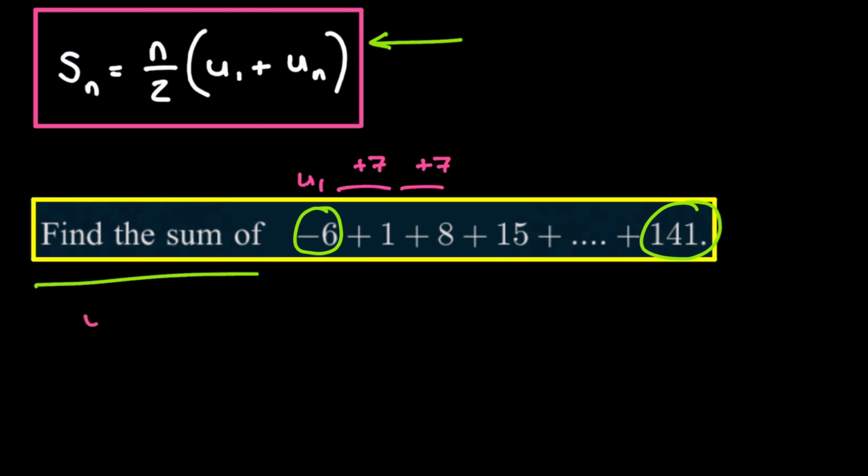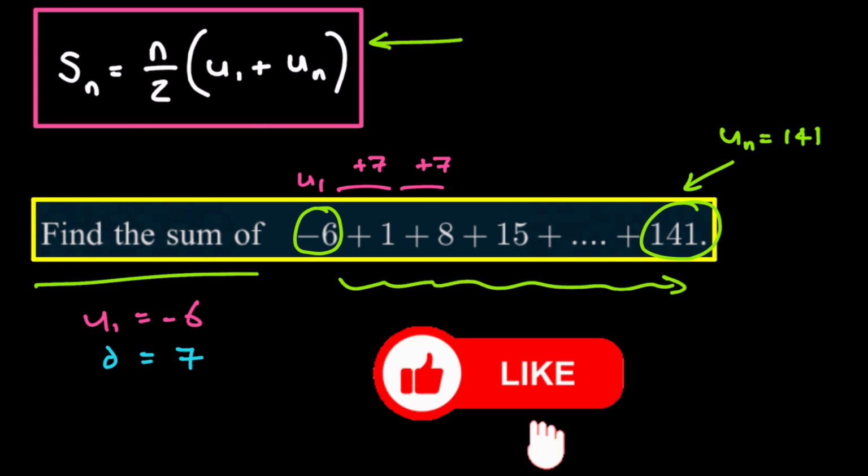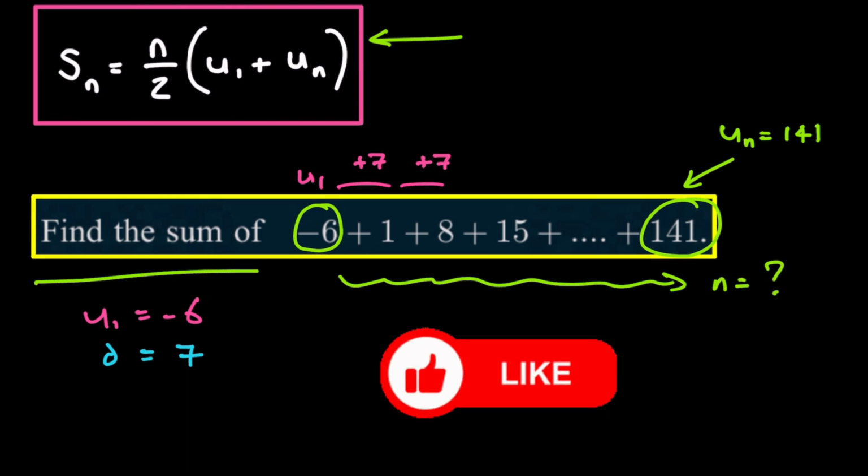So we have the first term equaling -6, and the common difference between each term being positive 7. Now, there is an issue: the last term that they want us to calculate to is 141, but we don't know what term number that is. We don't know how many times we have gone up to get to 141. So we are missing n. We don't know how many terms there are in the sequence.